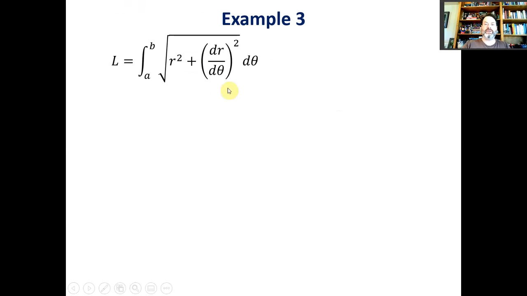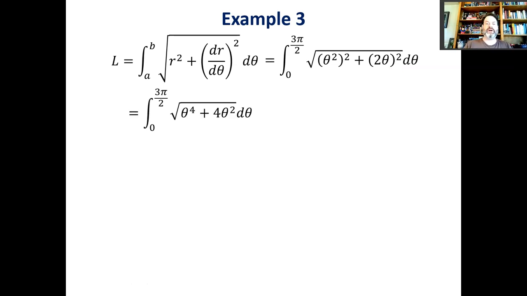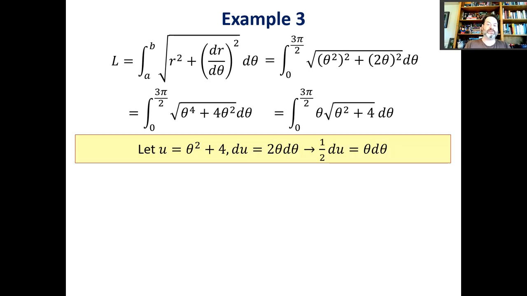We're going to need a derivative, so go ahead and take that derivative. So we're going from 0 to 3π/2. Derivative of θ² is, of course, 2θ. Simplify as much as you can under the radical. Factor out a θ², which when you take it out of the radical becomes a θ. From here, you might look stuck, but this is why we did all that work in chapter 7 a long time ago. This is just a u substitution.